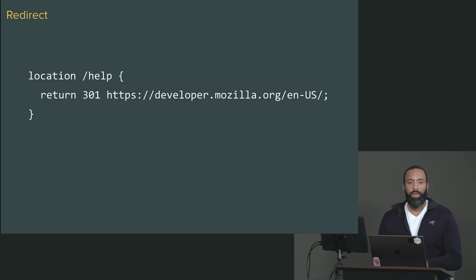So the first one, if you want to modify your virtual server configuration and say, oh, when I go to gemstack.lol/help, it actually just redirects me to the Mozilla developer documentation. You can do that. You don't have to do this right now. This is just an example of how to do a redirection in Nginx.